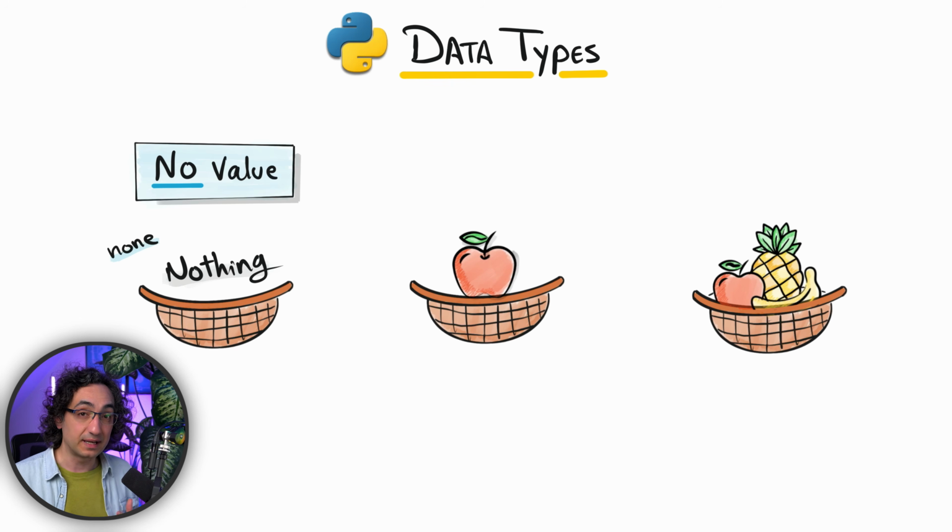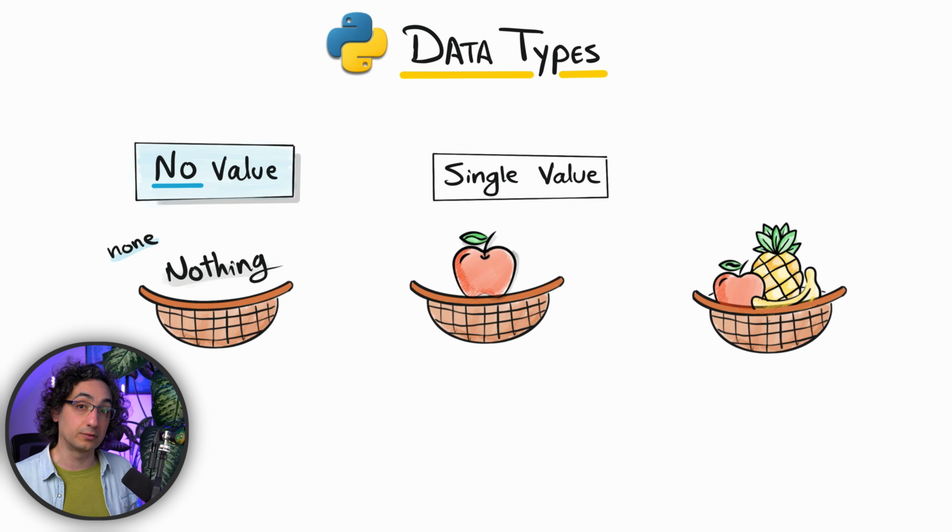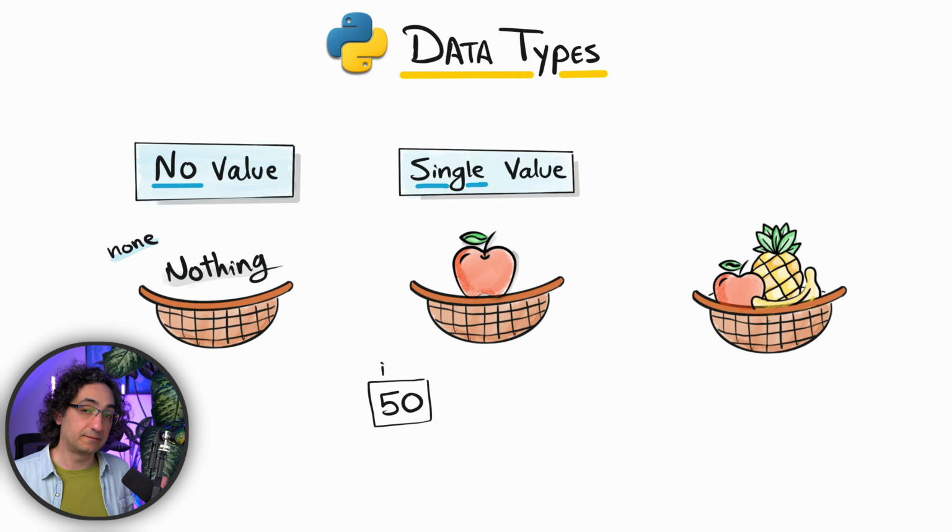There is nothing inside it. And in Python, we have a special value for that. It's called None. Now moving on to the second category, we have the single value category. And here we could have values like 50. And as we learned, this is an integer, but we have another type for the decimals, like for example, 3.14. This is not a whole number. We have here decimals. So the data type of this numeric value is float.